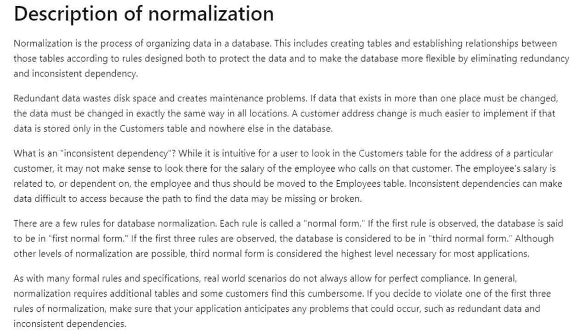The following descriptions include examples. First normal form: eliminate repeating groups in individual tables. Create a separate table for each set of related data. Identify each set of related data with a primary key.